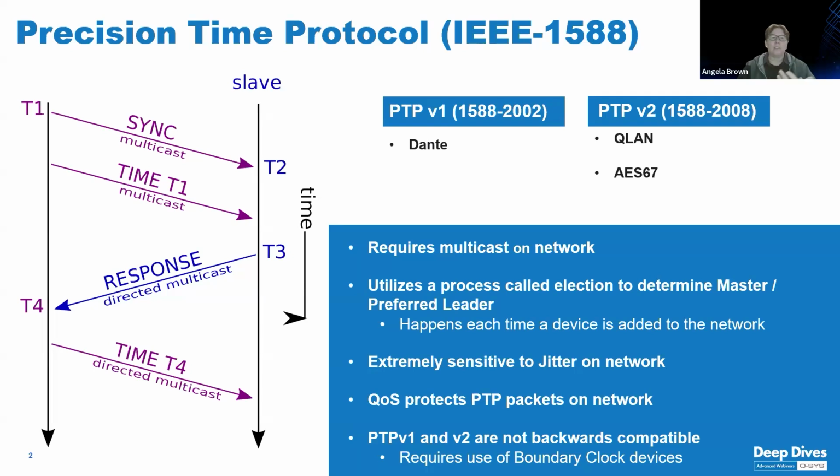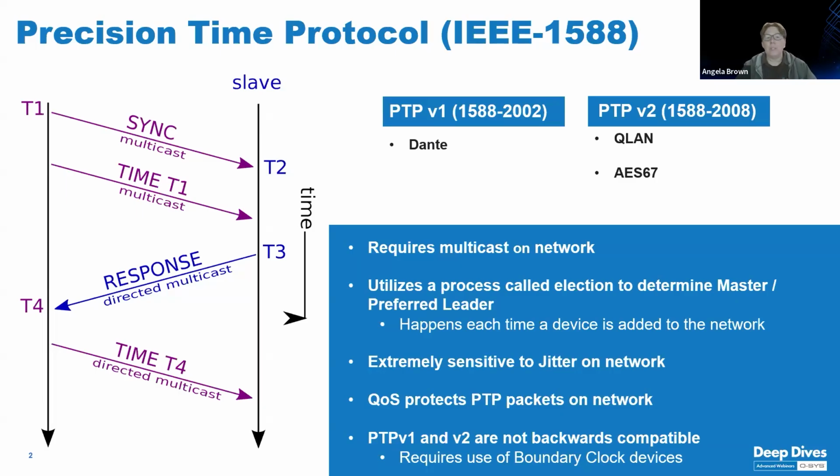All other clocks are going to sync directly or indirectly with your grandmaster clock. An ordinary clock runs PTP on one interface. It can actually be a role as a leader or a follower, but it's usually an end point device that requires its time to be synchronized.